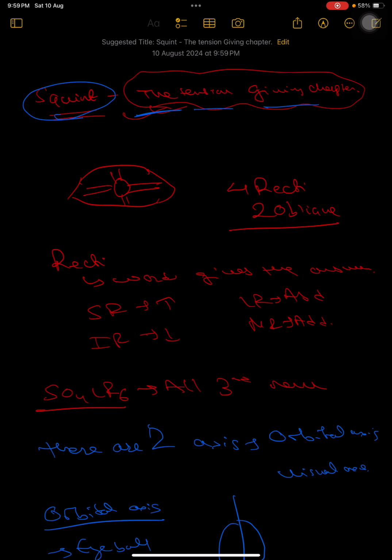So before starting squint, the most important thing that we should understand is we have 4 recti and 2 obliques. This is superior rectus, this is inferior rectus, here you have the lateral rectus, and here you have the medial rectus, right? And there are 2 obliques.